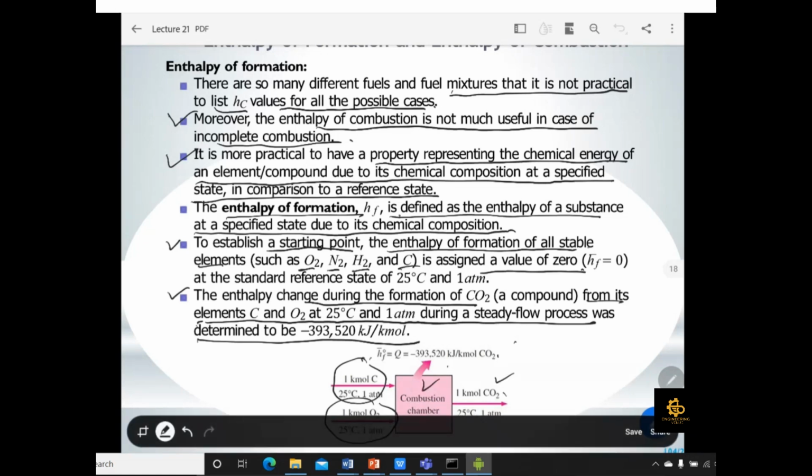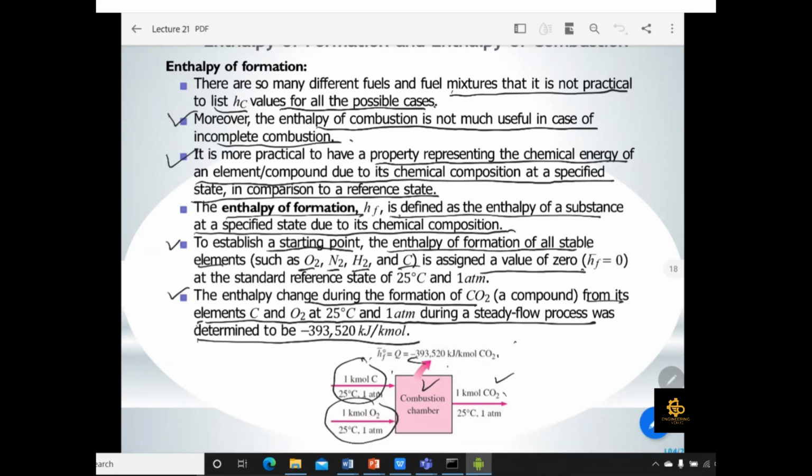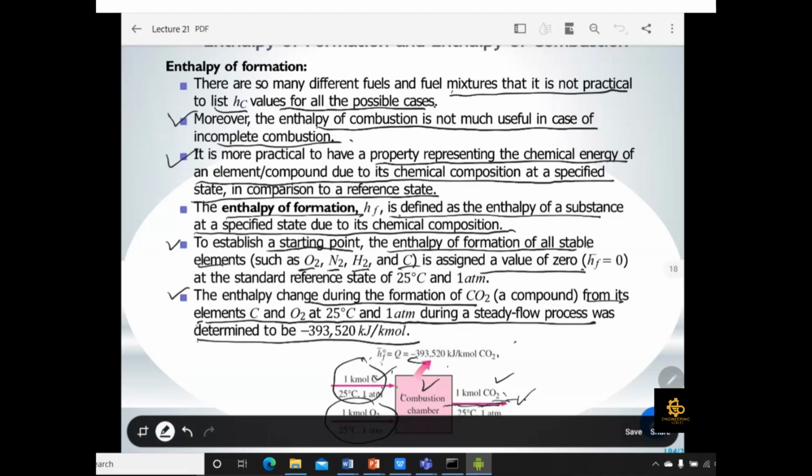Okay, so here energy is released because it is an exothermic reaction, so it is minus 393,520 kJ. Here we represent it with the enthalpy of formation, because, as we already talked about, enthalpy of formation is when the elements make some compound. So that is the meaning of enthalpy of formation.